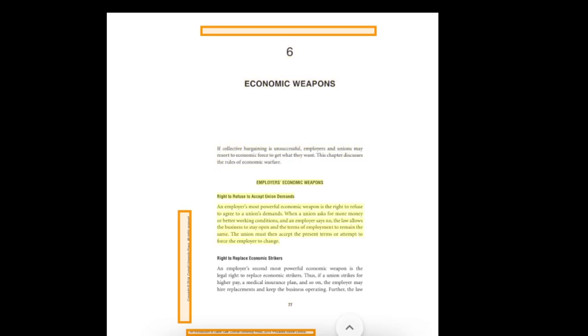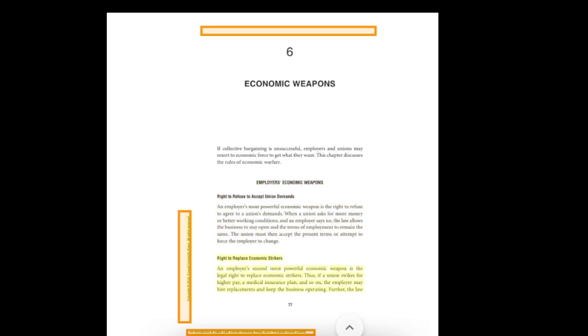Employers' economic weapons: right to refuse to accept union demands. An employer's most powerful economic weapon is the right to refuse to agree to a union's demands. When a union asks for more money or better working conditions, and an employer says no, the law allows the business to stay open and the terms of employment to remain the same. The union must then accept the present terms or attempt to force the employer to change.